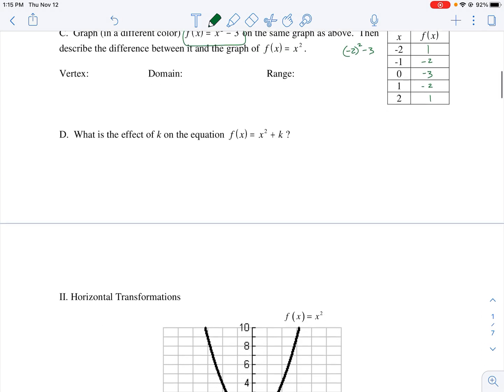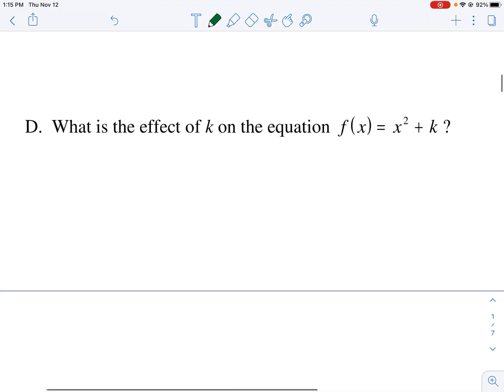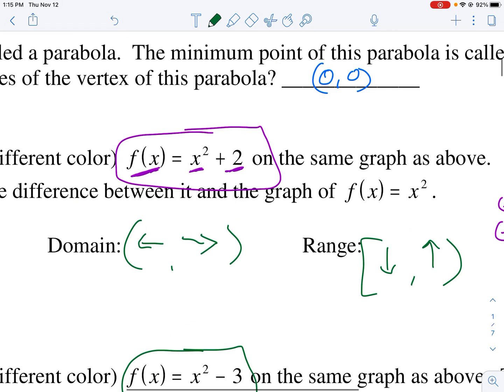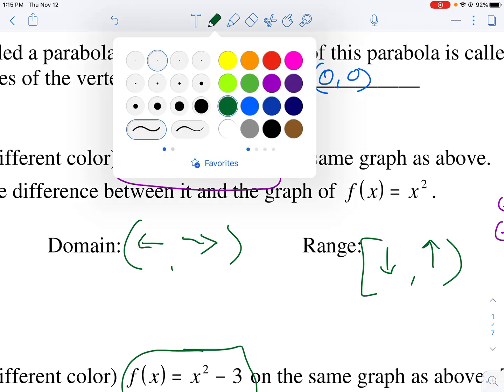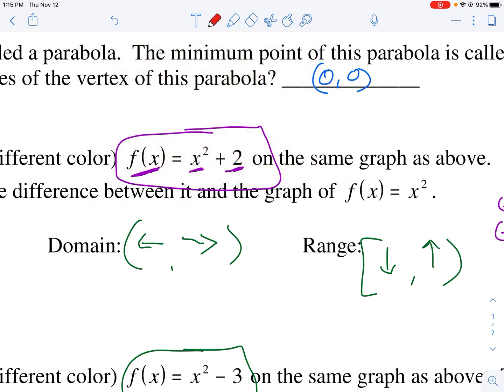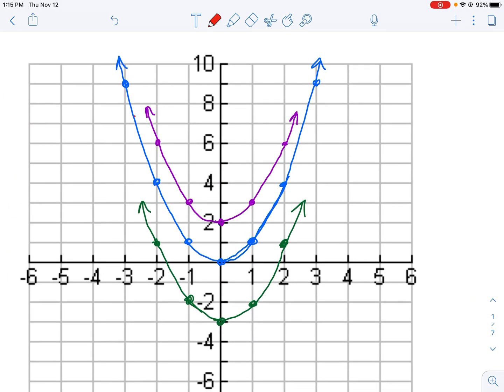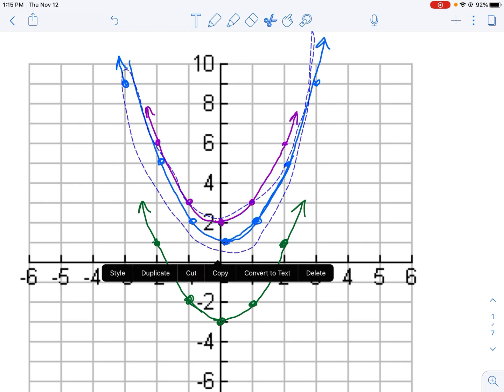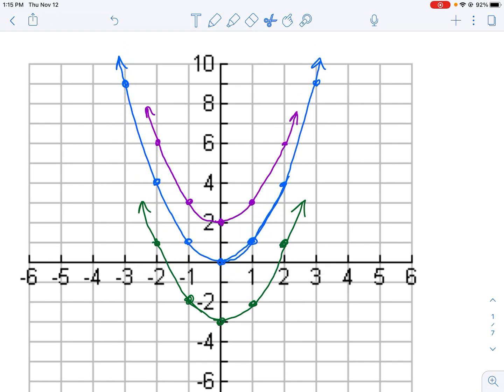a square bracket. So anyway, we get to the bottom here, and it asks you, what is the effect of k on the equation? What does it do to your graph? Well, when we added 2 to our graph here, I'm going to switch to a more pointy color, like red. When we added 2, for my purple graph, it's actually the same as the blue one, but it's just up 2. If I were to take this and just move it up 2, it would match up. And so what it does is it shifts it vertically.